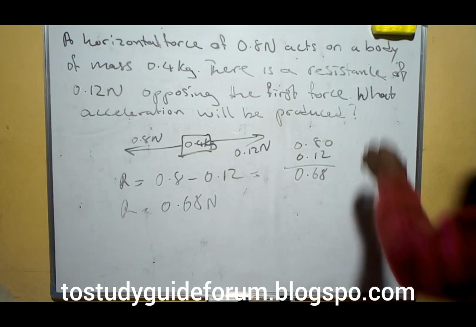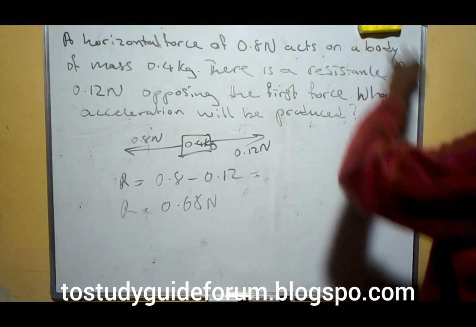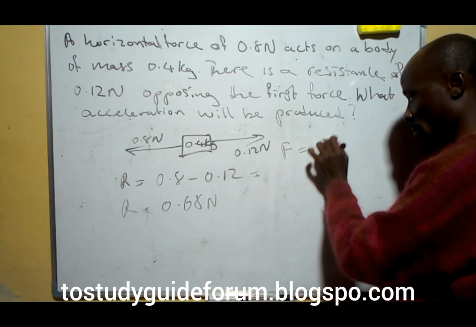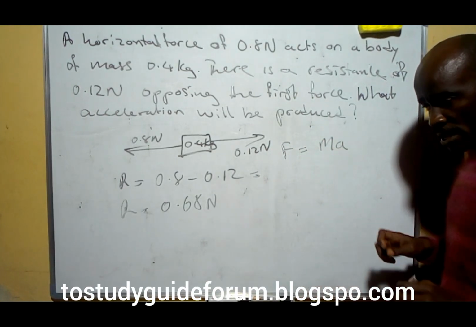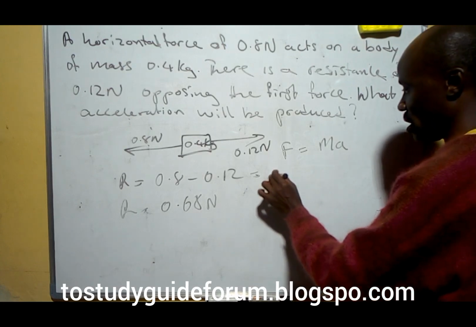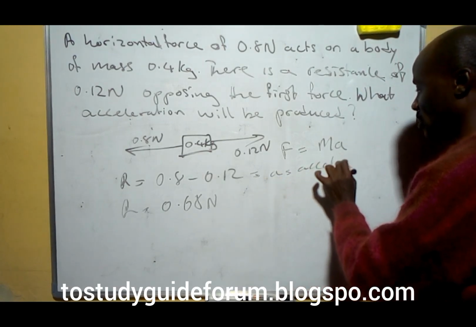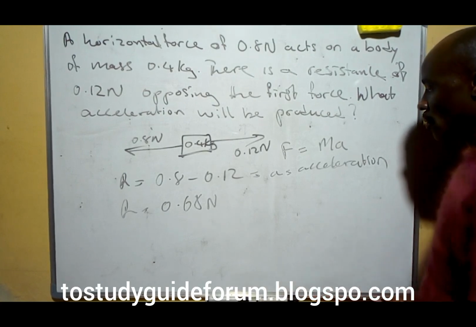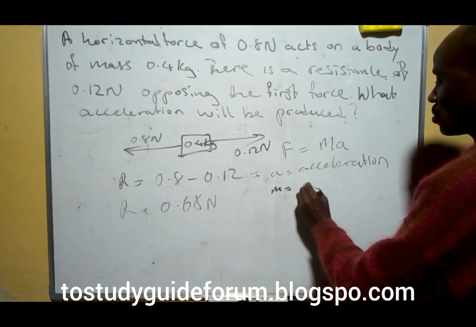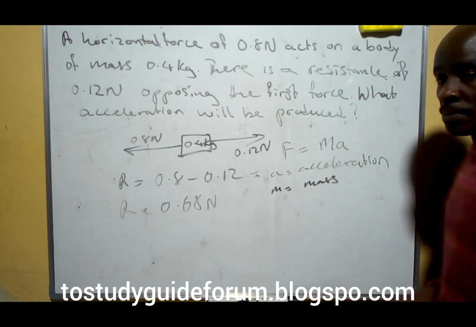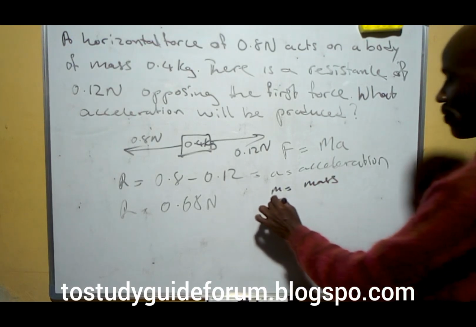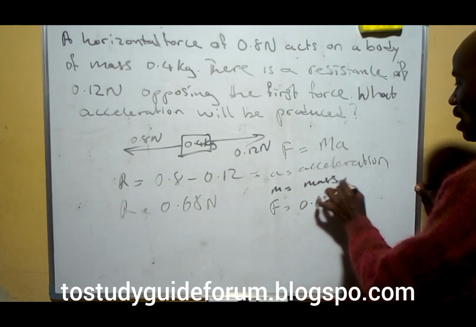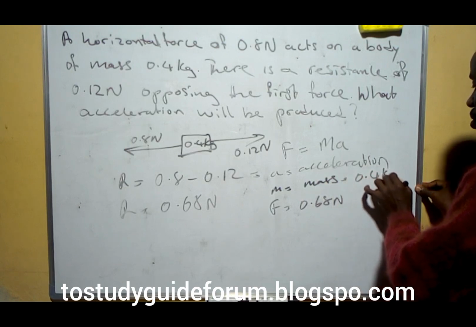Since it's the resultant force, R, we all know that force is equal to mass times A, where A is the acceleration. That is the acceleration we are looking for, the acceleration of this motion. And M is the mass of the object in question. The force, we know, is 0.68 Newton, and our mass is 0.4 kilogram.